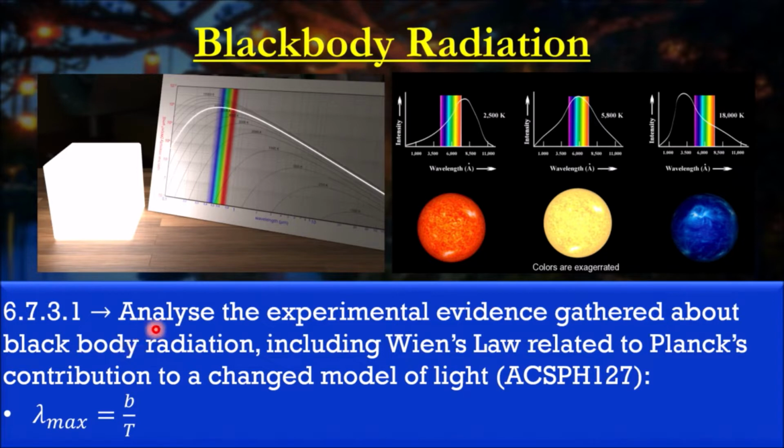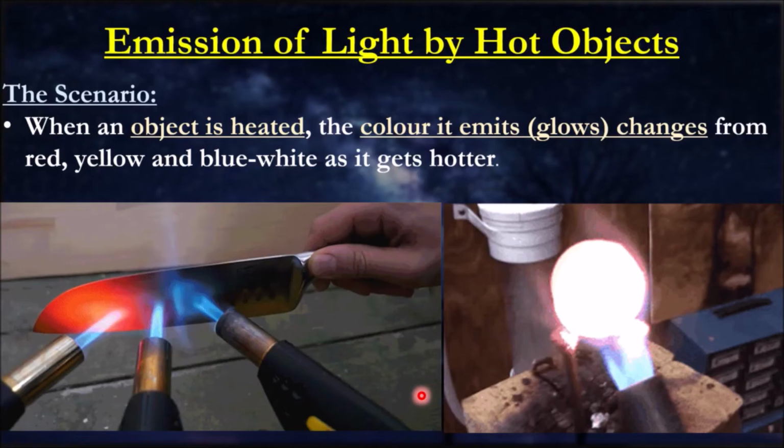The dot point says, analyze the experimental evidence gathered about black body radiation, including Wien's law related to Planck's contribution to a change model of light. We have this formula here, and we're going to talk about how this formula, Wien's law, and black body radiation help change our perception or change the model of light from being a wave to also having particle-like properties.